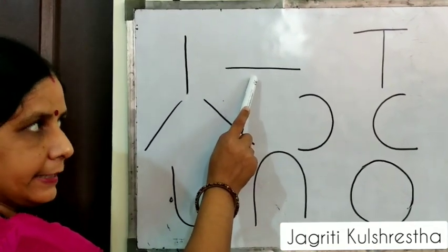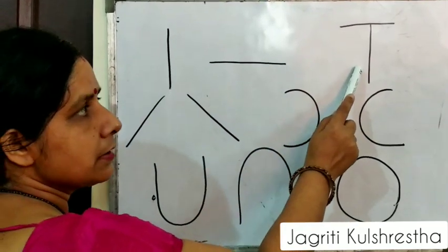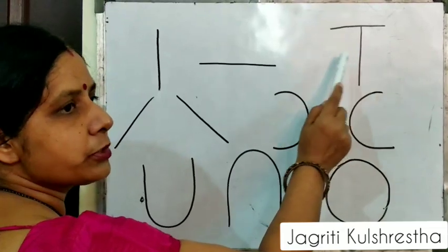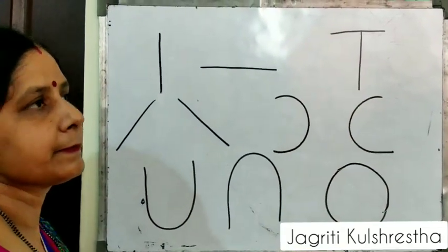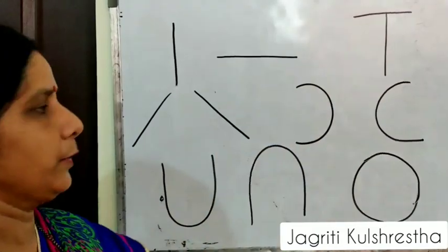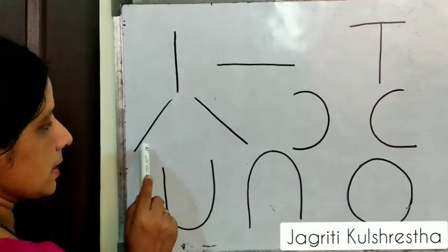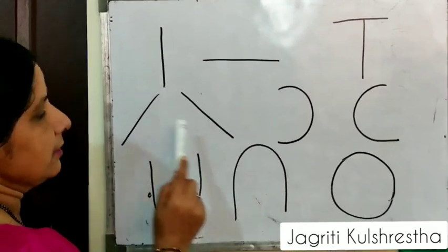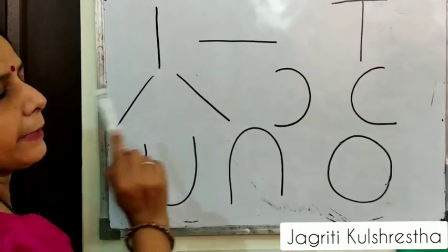This is called standing and sleeping line. In Hindi we use this line basically. Okay. Now this is slanting line. This is one more slanting line. With these two slanting lines we will make O.